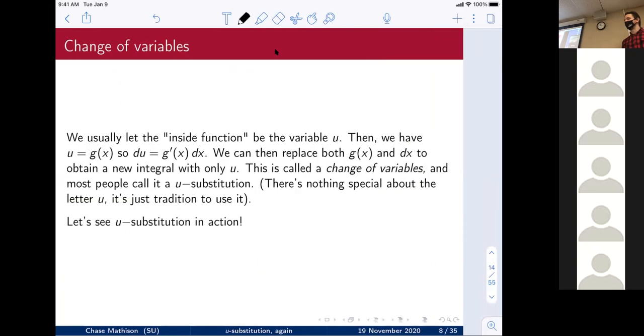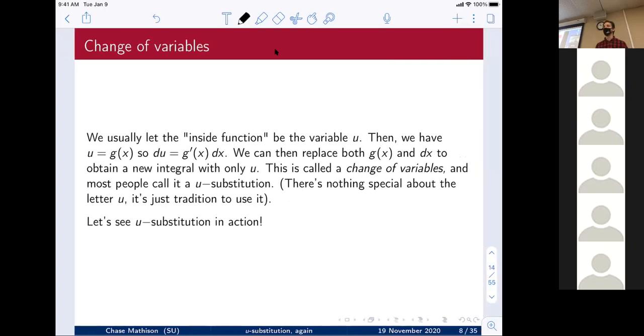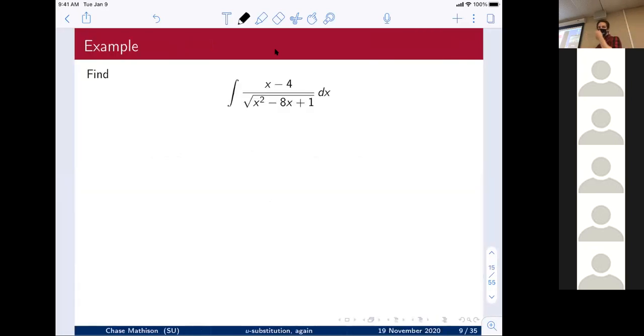So we're going to see a u substitution using the letter u in action. I want to emphasize that this is what we've been doing, and now I'm just showing you a way to remember the method a little more simply. So let's find the indefinite integral of x minus 4 over the square root of x squared minus 8x plus 1. Now we're still going to call u g of x. It's still the inside function. It looks like we have a composition happening here. So what would be the function that's inside of another function here? x squared minus 8x plus 1.